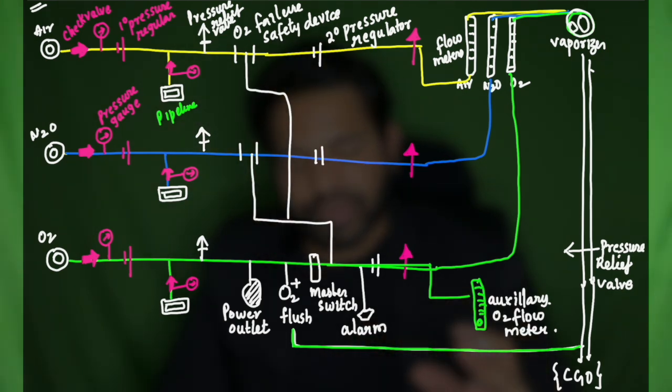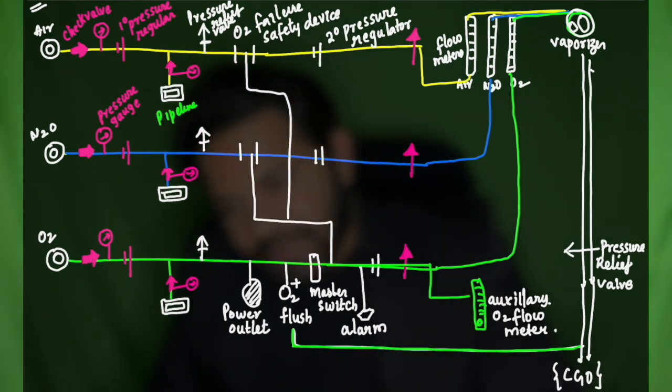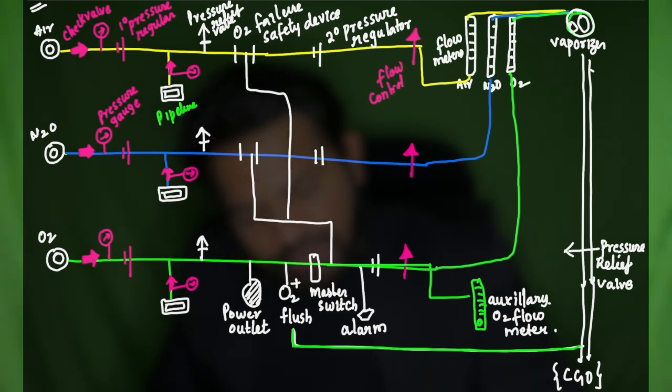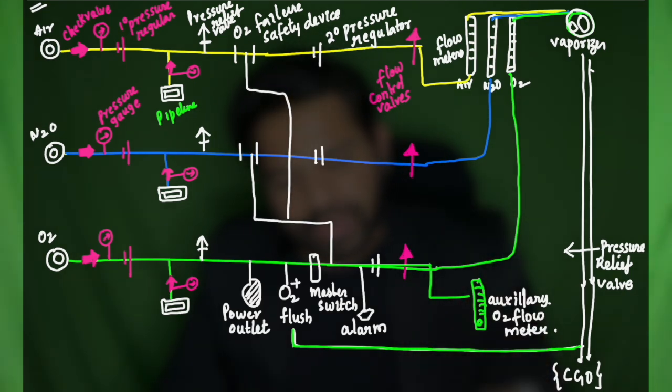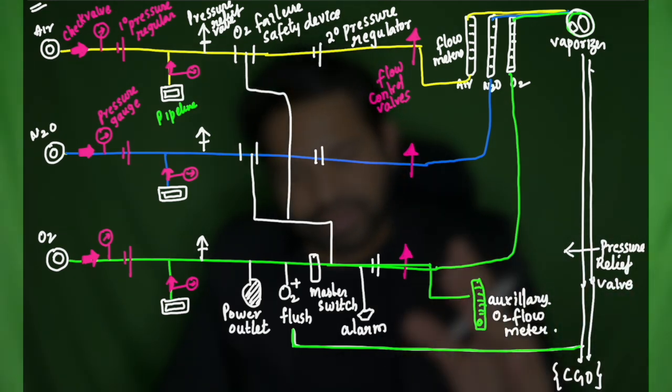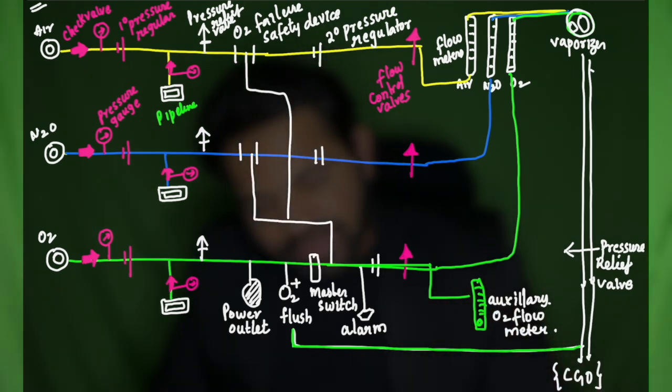Then further on, we have secondary pressure regulators. Clear? Then we have something called flow control valves. Then we have flow meters. All these gases will go to the flow meters, where the flows can be set. And from the flow meters, the gases are again passed through the vaporizers. And in the vaporizers, when the inhalational agent is added, all the gases go through a pressure relief valve, which will finally end up in the common gas outlet. Is this clear?